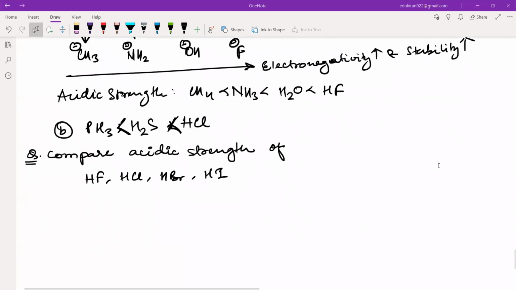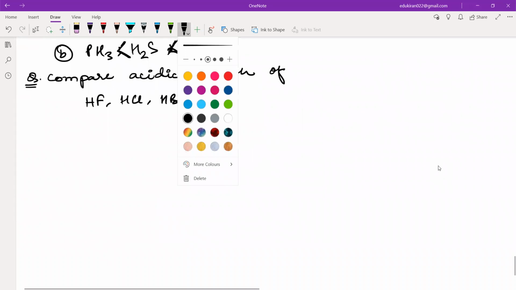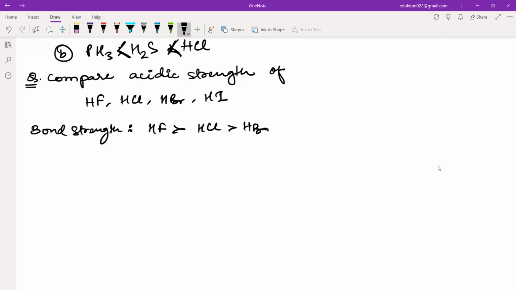Yes, sir. Okay. Now, when we are going to compare in a group, then we have to look at the bond strength also. So we know that if I compare the bond strength, HF will be strongest, followed by HCl, followed by HBr, followed by HI. So HI will have the least stable bond. Now let us try to tell about the stability of the conjugate base.